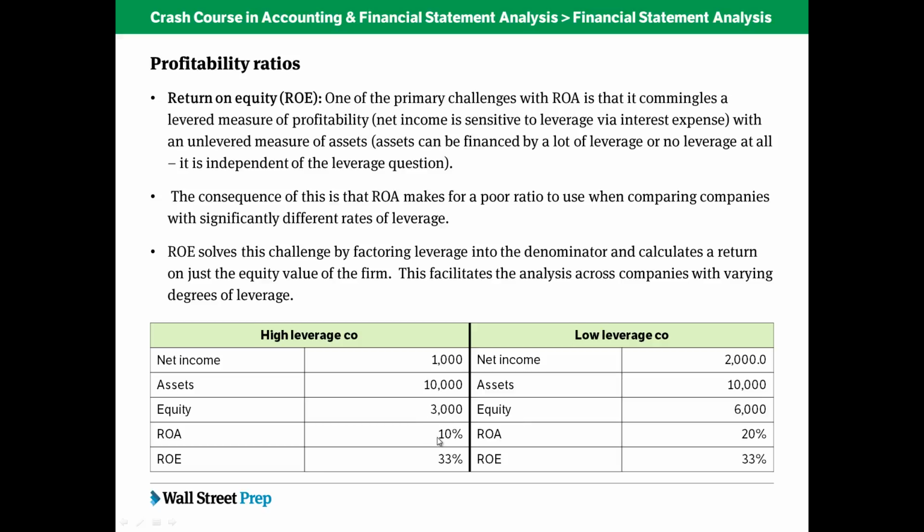And so when we look at return on assets, you're really commingling two things, and it's a ratio of limited use when you have two capital structures that are different.